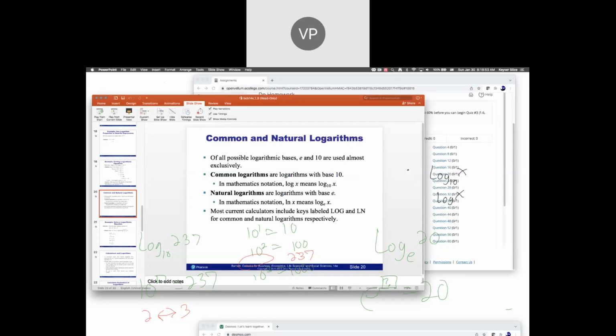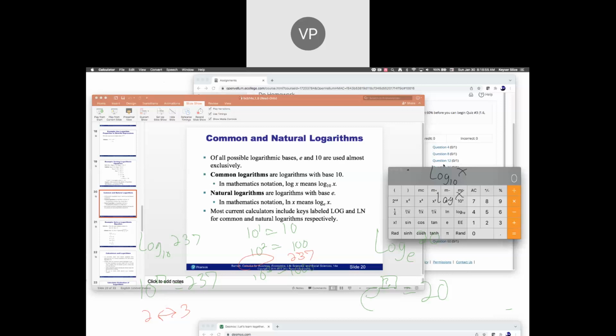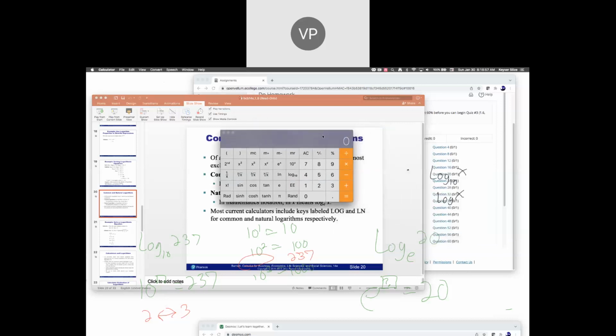Let me show you what I'm talking about here. So remember that 237? There's a log right here. Some calculators, it's just plain log. I type in 100 and I hit that log button. It tells me the power. Log of 100, which I showed a second ago, is 2.